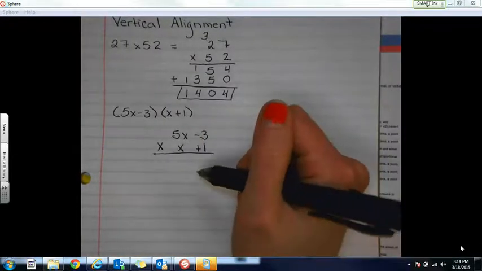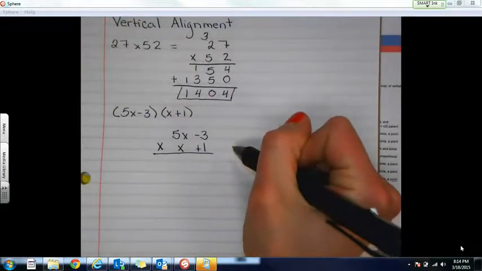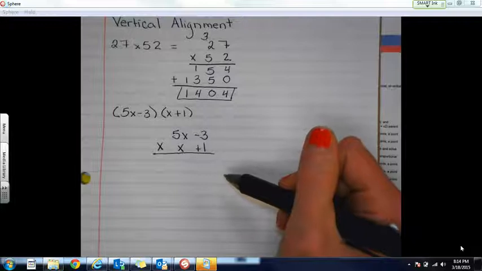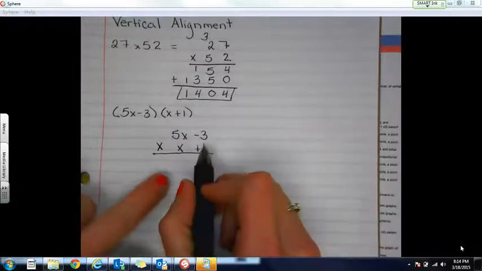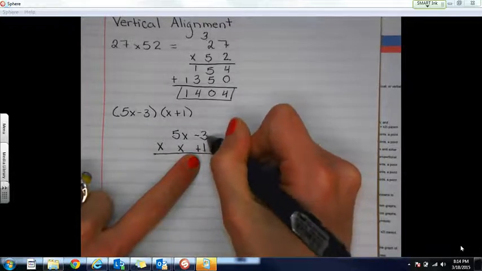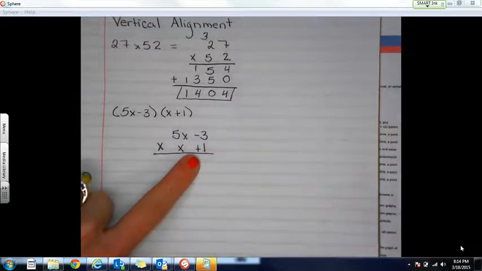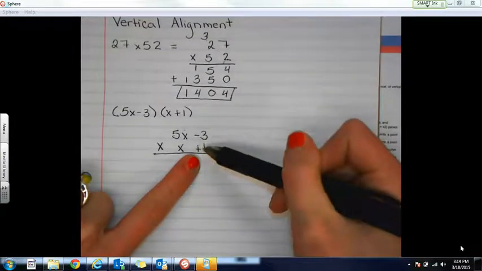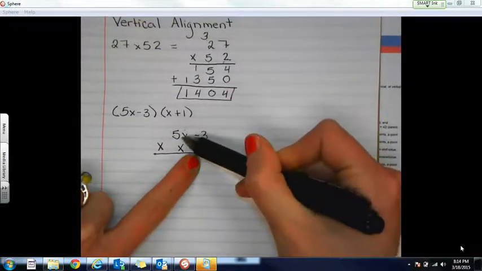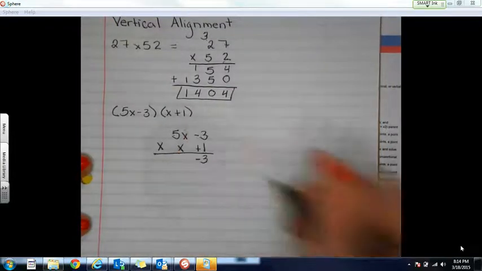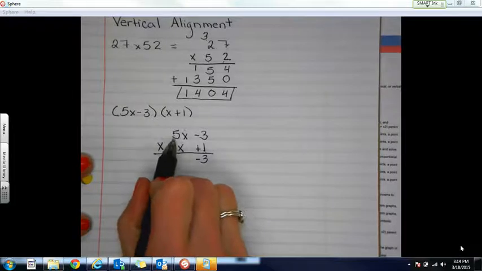So step 2, once you have it written, is to multiply the constant from the bottom binomial by each term in the top binomial. That means that this is my constant because it's just a whole number, and you times it by each term in the top. Just like how we did with the 2 times 7, 2 times 2, we're going to do 1 times negative 3 and 1 times 5x. So 1 times negative 3 is negative 3. 1 times 5x is 5x.